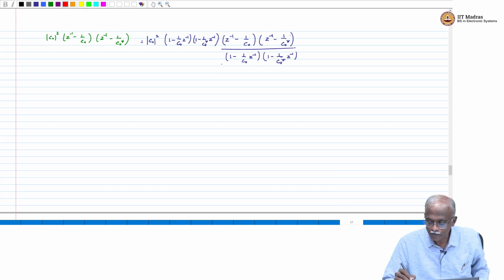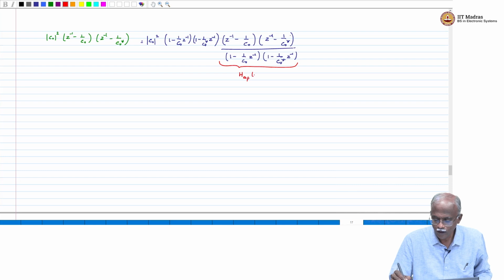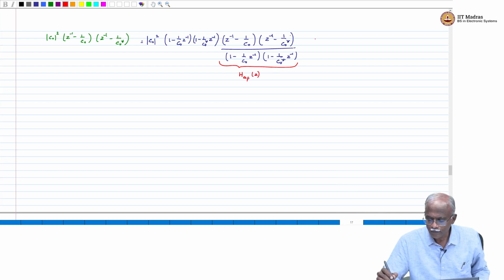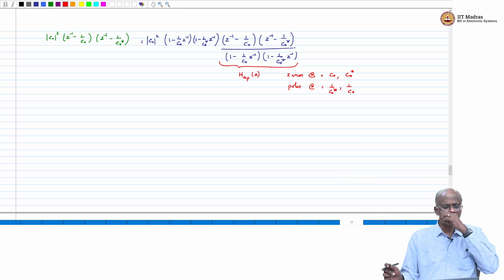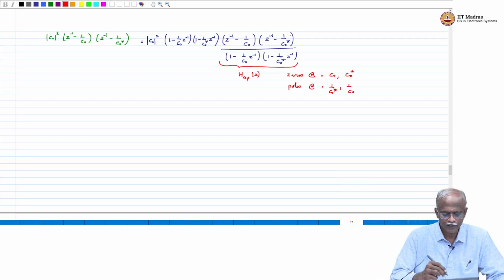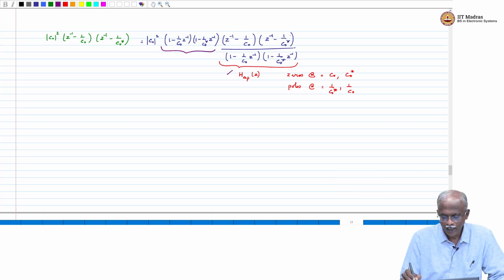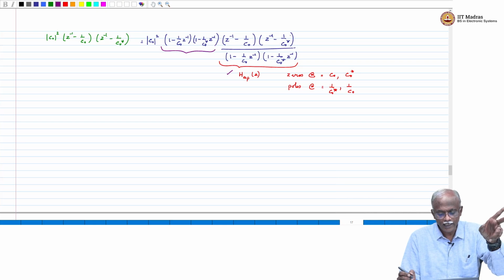Now, please verify that this is an all-pass transfer function. Okay, how do we verify that? Where are the zeros? Zeros at C naught conjugate. Okay, where are the poles? At 1 by C naught conjugate, 1 by C naught, reciprocal conjugate location. So therefore, this is an all-pass function. Okay, this is verified.